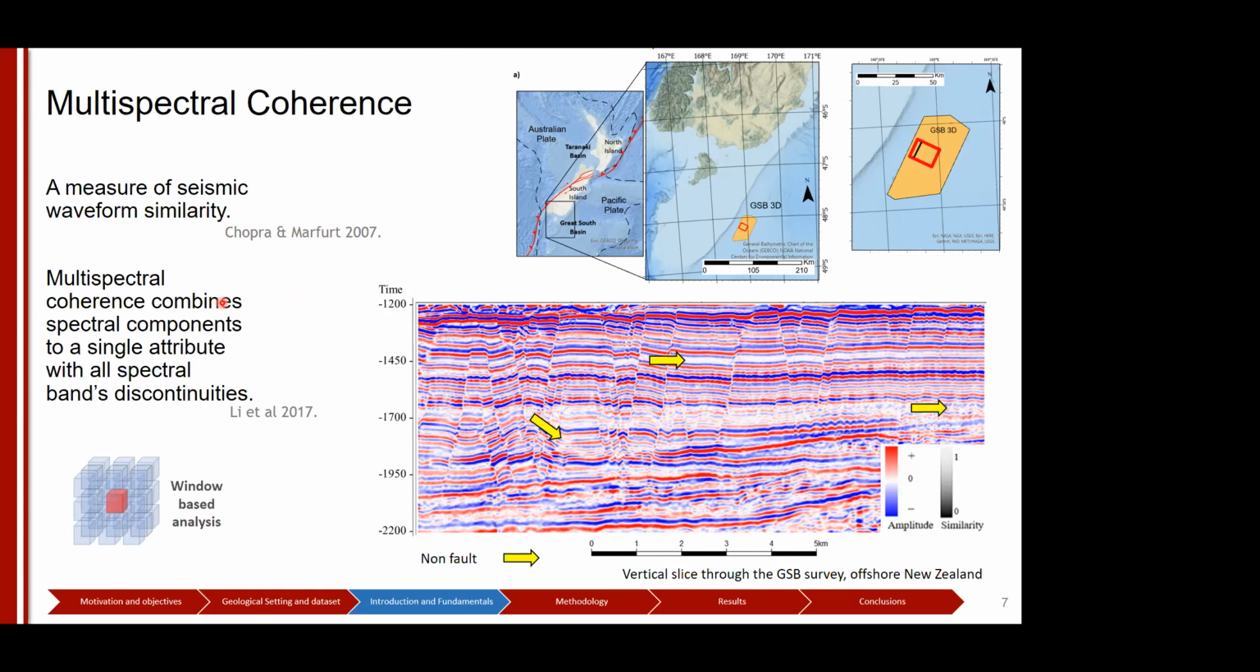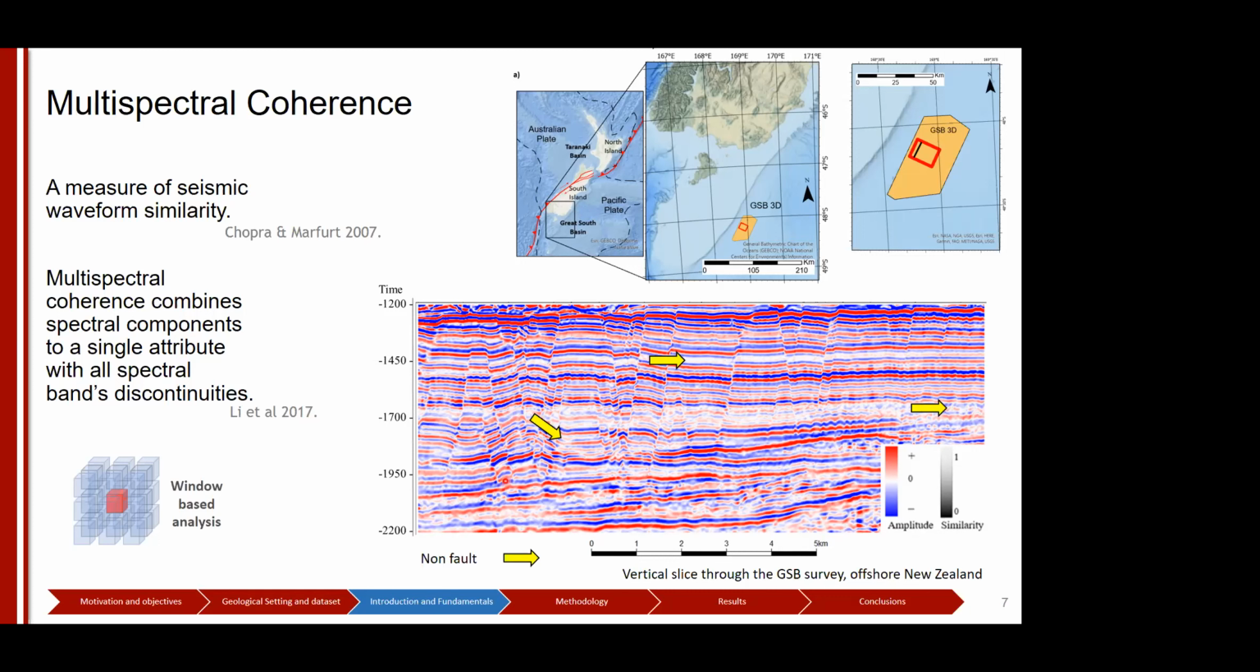But what is this? Multispectral coherence is a combination of several discontinuities from different spectral components, similarity volumes. Let's say it's a single attribute with all the spectral bands discontinuities. So it's a combination of all discontinuities from several spectral volumes. This attribute shows better discontinuities than the typical standard coherence. So that's why I'm using that attribute in this workflow, in the first workflow.